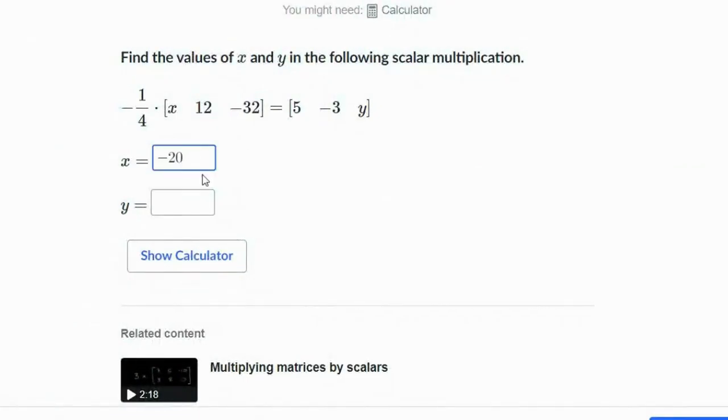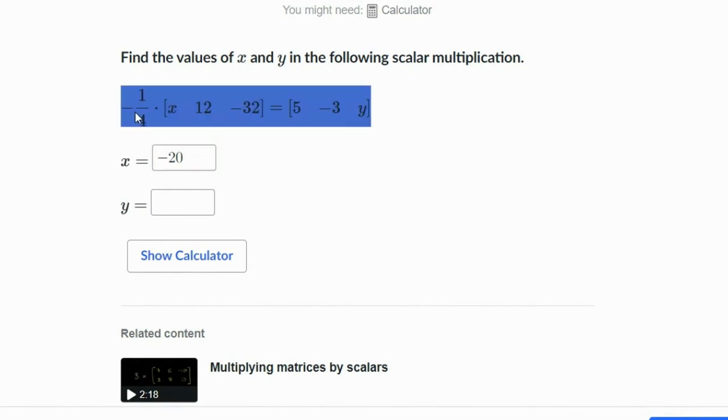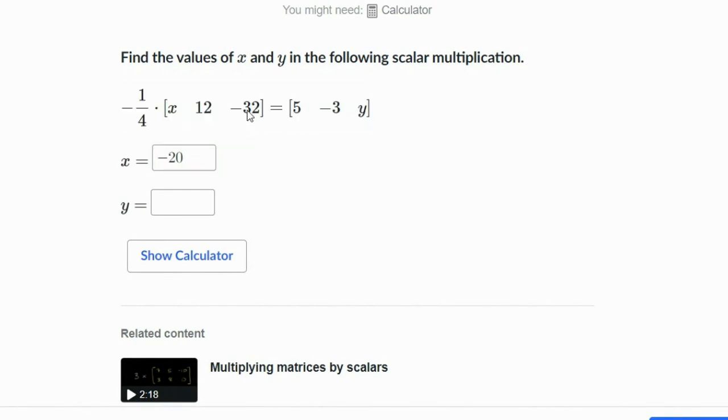She got that. Then we have negative 1/4 times negative 32 equals y. You see, we didn't really have to do the middle one. Negative 1/4 times 12 equals negative 3. They already had that one complete. But negative 1/4 times negative 32. Well, we know it's a negative times a negative, so our answer is going to be a positive. And what is 1/4 times 32? It's positive 8.